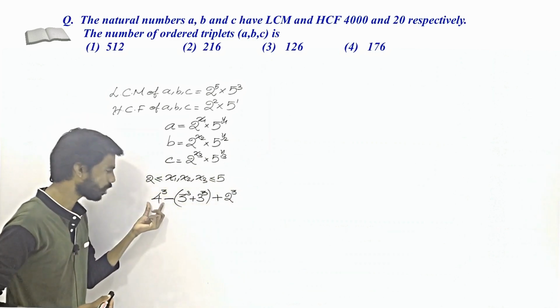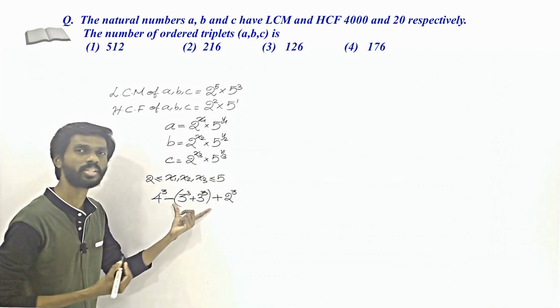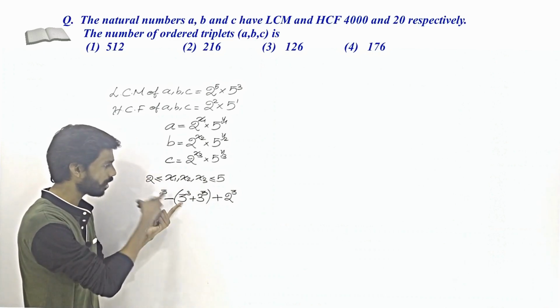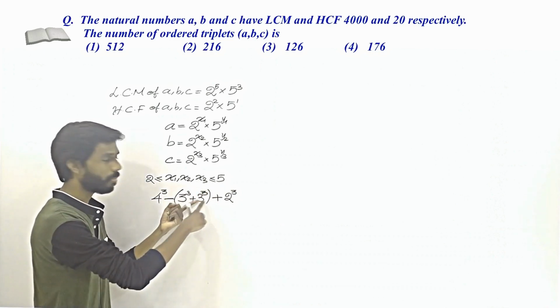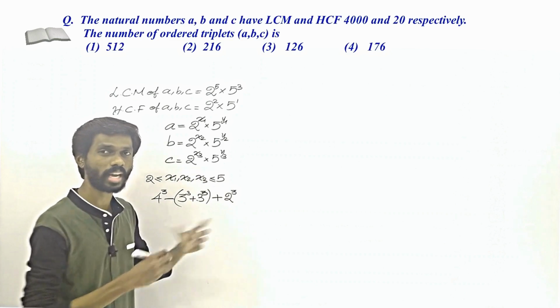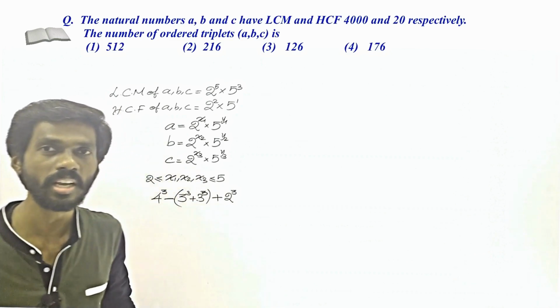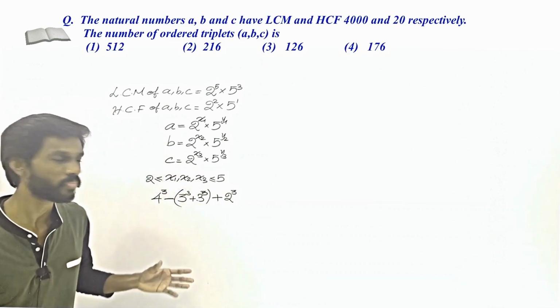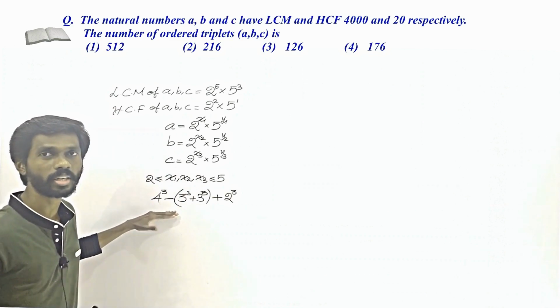So here you see this is the total number of cases and one of the conditions is not satisfied. So either 2 is not included or 5 is not included, plus both the numbers are not included. So that is the basic idea of inclusion exclusion, right? So it's the concept of the union of sets. So this is the required answer.